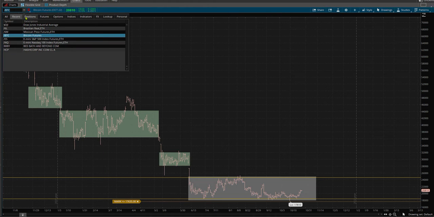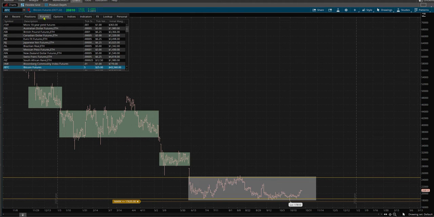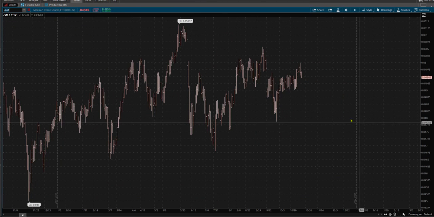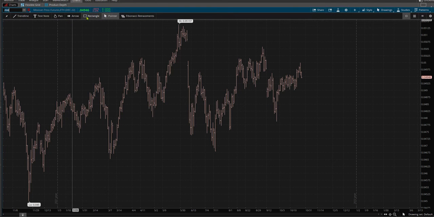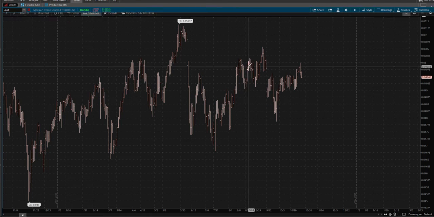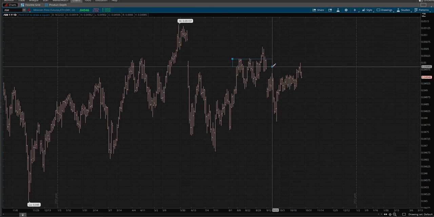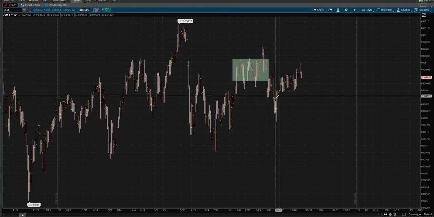So I'll go into something that's unrelated. How about a futures market? Let's try the Mexican peso. Okay. This chart looks like it's all over the place. But you've got some balance areas right there. And you got another one there.